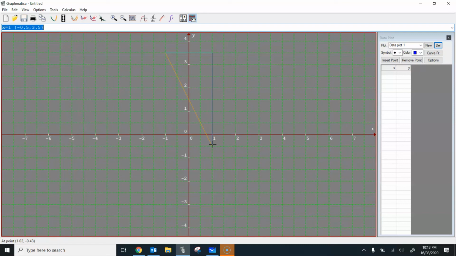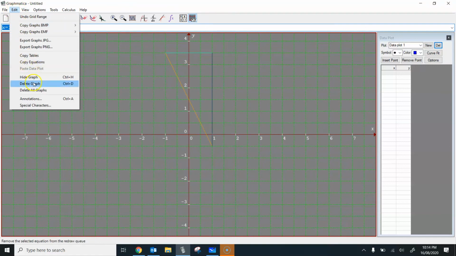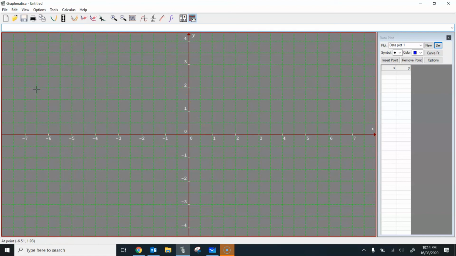Say, for example, I wanted to join this coordinate here. Let's pick another coordinate. Actually, let me just clear these graphs. Edit, delete all graphs. Say I wanted to join the coordinate 1, 4 to the coordinate 5, 0. How could I do that? So 1, 4 to 5, 0. You probably already worked that out.